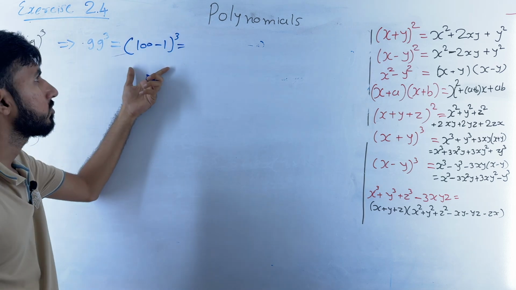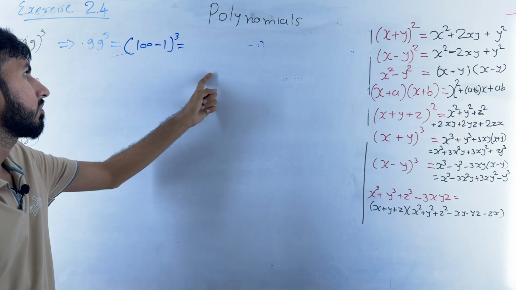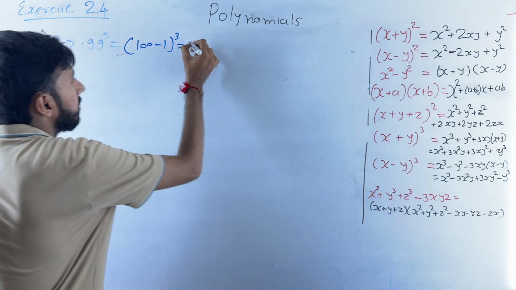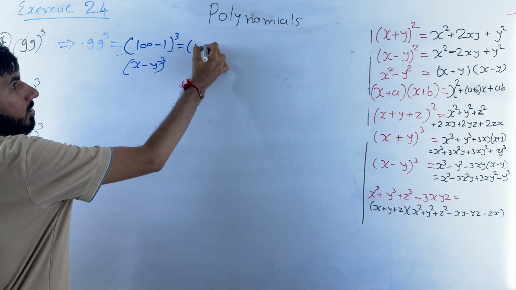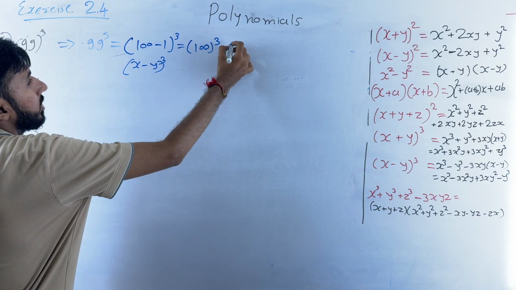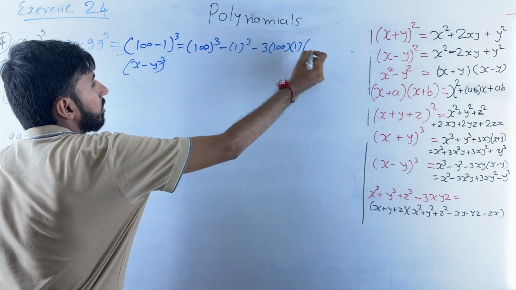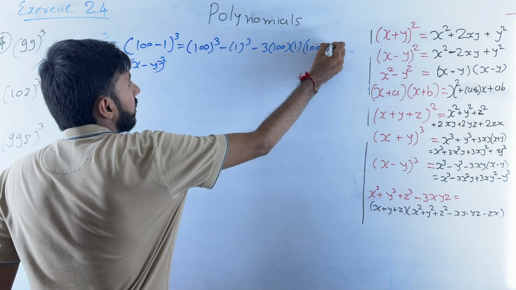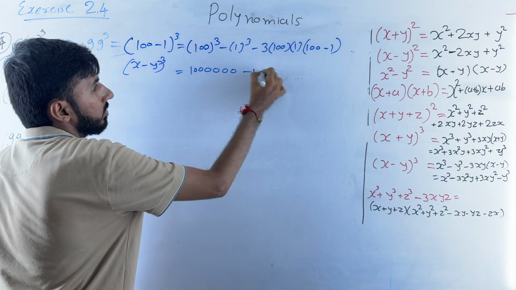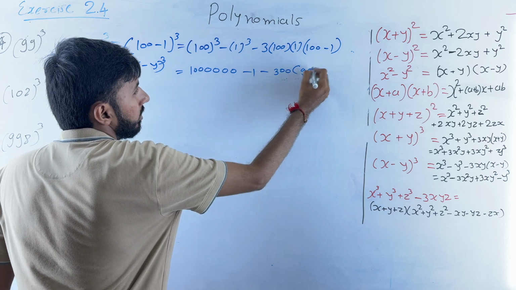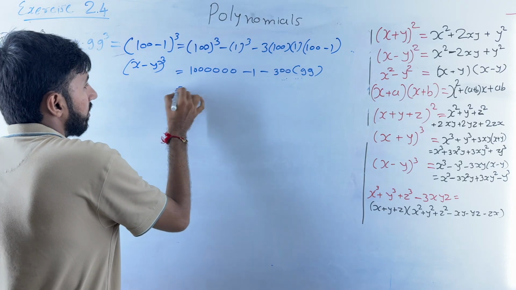Now you have to mention that by using identity, which identity will go with this, (x minus y) cube. So mention that by using identity (x minus y) cube, your answer will be x cube, that is, let me write it here, (x minus y) cube. Compare it with this, right? So x equal to 100, so 100 cube minus y cube, that is only 1 cube, minus 3 in bracket x, that is 100, y, that is 1, in another bracket x minus y, so 100 minus 1. So my answer will be 1,000,000 minus 1 minus 300 multiply 99, 3 multiply 100, that is 300, 100 minus 1, that is 99. Now multiply these both.